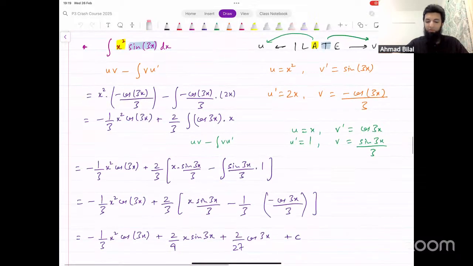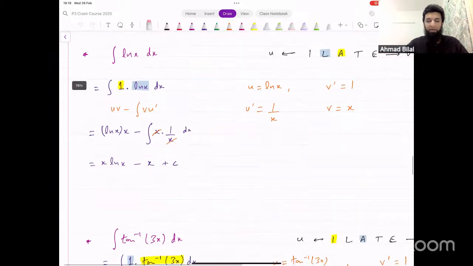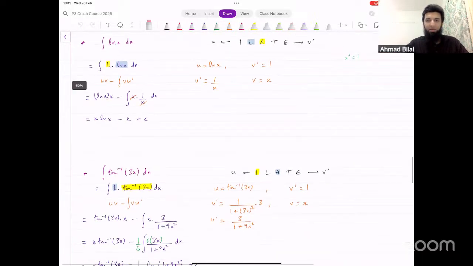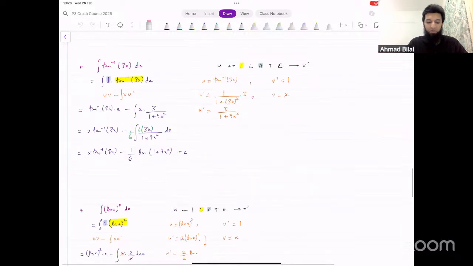Sometimes you have to use integration by parts twice as well, because once you integrate once, then you can still get a product, and then you have to integrate it once again. ln x and tan inverse, both of them are integrated using the integration by parts rule. You need to remember this, right? Again, something that you need to keep in mind. Whenever you have to integrate ln x or tan inverse x, you write them as 1 into ln x, 1 into tan inverse x, and then integrate using integration by parts.